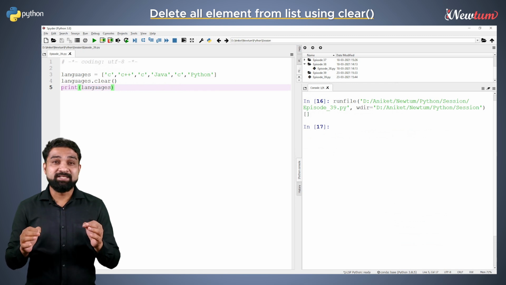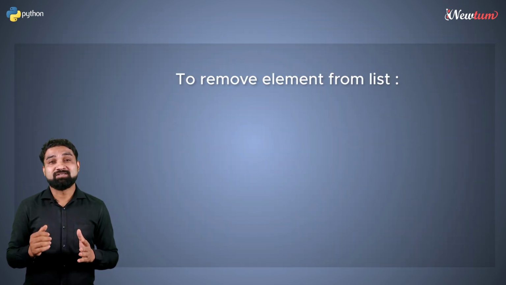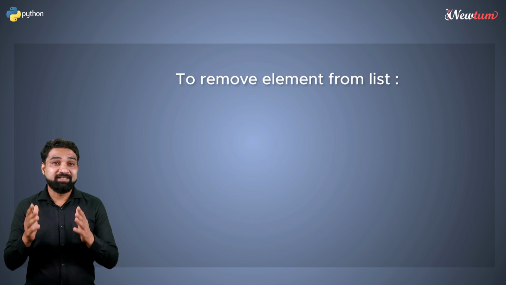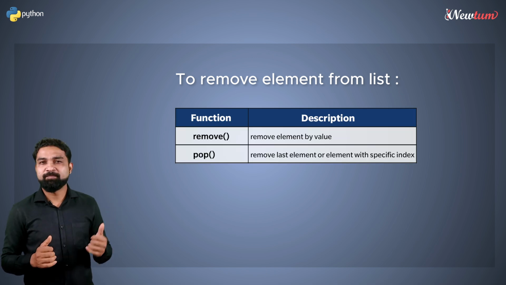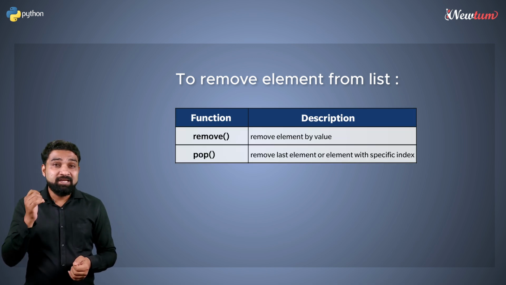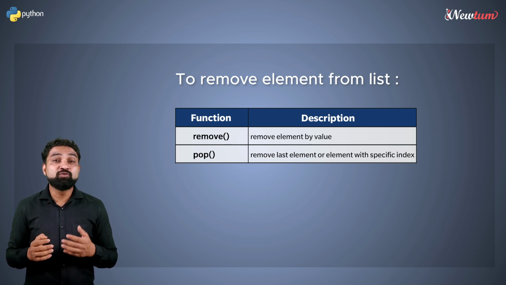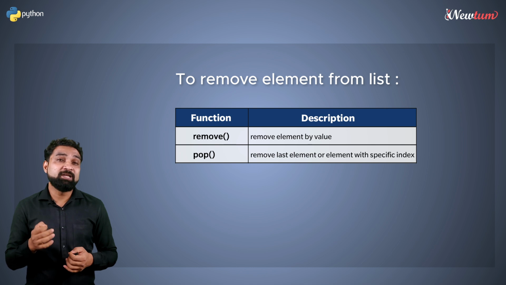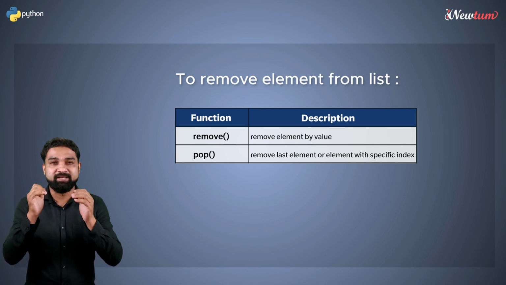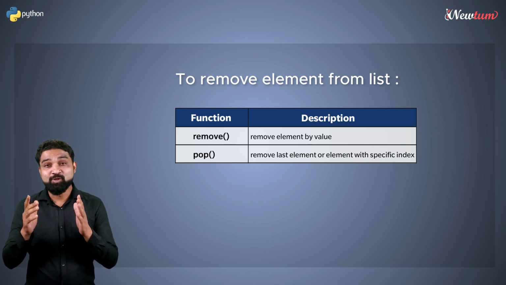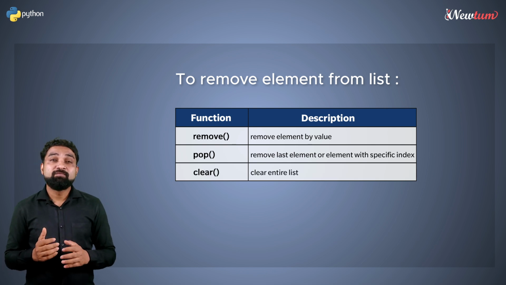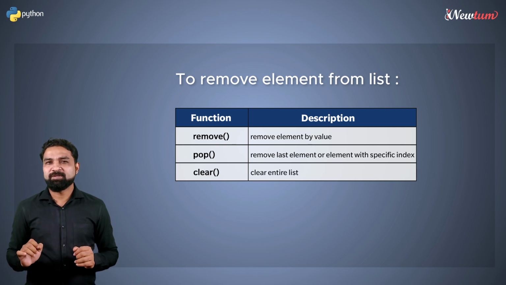So, to summarize, we have two methods to delete an element, that is remove and pop. The remove function deletes the element based on the value, and the pop function removes the last element or the element at the specific index. And we also have a clear function which deletes all the values from the list.